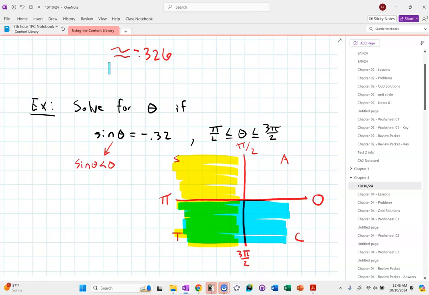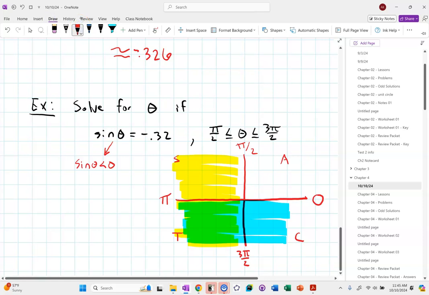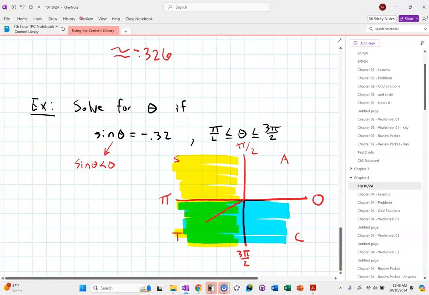Is everybody okay there? So what quadrant does my answer have to lie in? Quadrant 3, right? Where they overlapped, where we are between pi over 2 and 3 pi over 2, and where sine is negative. So I'm going to draw the terminal side of my angle somewhere in quadrant 3. So that's my answer, is what it looks like visually.